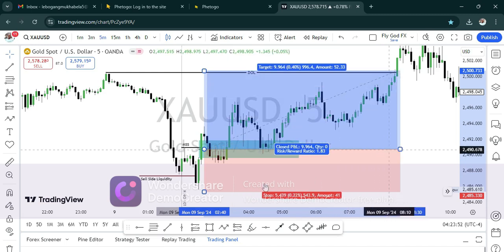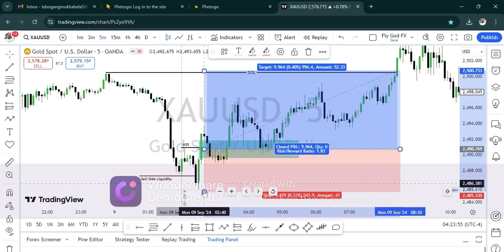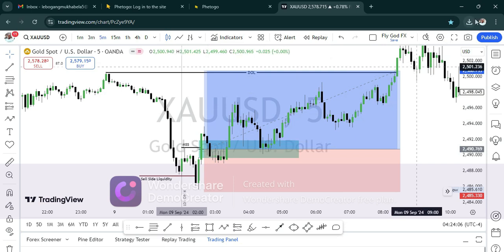Meaning that if price was to move against us, it had to take our low first to invalidate our setup. But you can see here price continued to go up, and then it came back, and then it gave us our target. So we also take that.